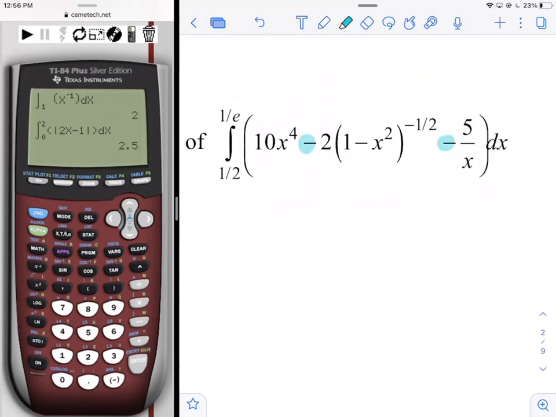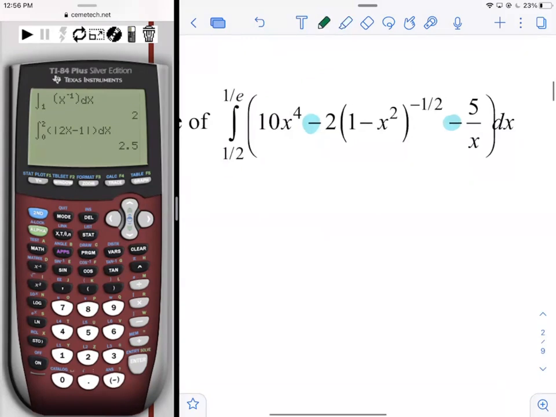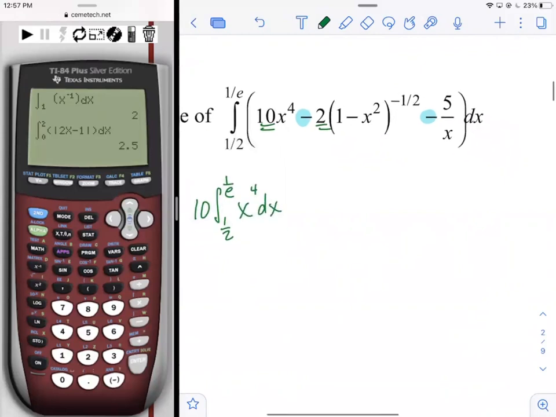So let's look at it in pieces. The good news is that it's 3 separate terms, and I can treat individual terms as individual problems. In fact, you could give them each their own integral and their own dx if you wanted to. Or you could just think of it as 3 terms with their own integral, because that's a lot of writing. Here's what I mean. As you go through, pull constant multiples out front. So you could write this as 10 times the integral from 1/2 to 1 over e of x to the 4th dx. You would need the dx.